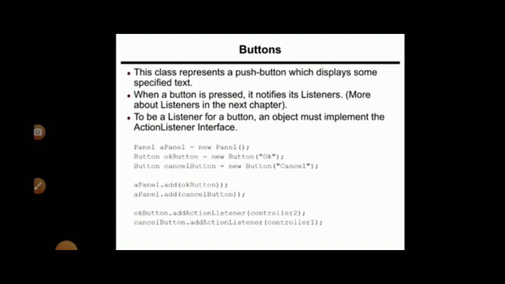And about the buttons, if you want to create a push button, you can use the Button class. Always use Button with a capital B. For the button you have to create the object: button object is equal to new Button of, and within that argument you can give any name. If you give OK, it creates a button with the caption OK. And then you can add that particular button inside the panel.